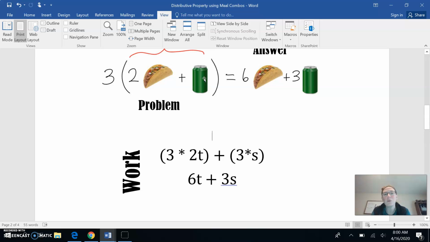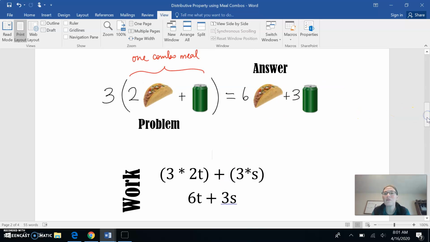What I noticed a lot of you were doing is you would multiply the first and then you would just leave the second number as it was. Or some people were adding them together and said 5 tacos and 4 sodas. Okay? We are groups of. We're saying I have 3 groups that include this amount and include this amount. So when I multiply that out, 3 times 2 tacos is 6 tacos, and 3 times a soda is 3 sodas. So as you can see, I get the same answers.